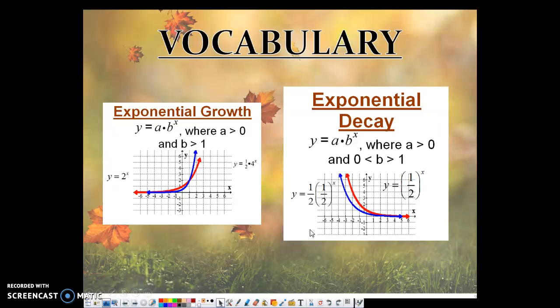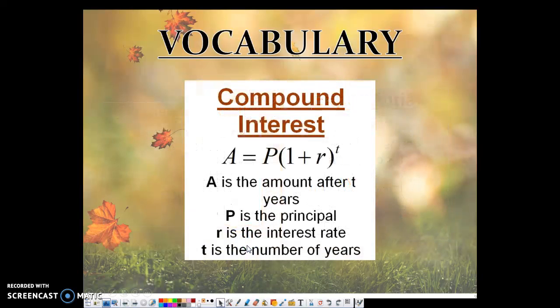Okay, so exponential growth, when you read it like a book, means it's growing. Okay, exponential decay, when you read it like a book, means it's going down. Okay, that's about as easy as I can tell you.